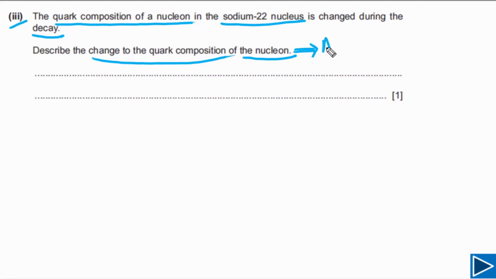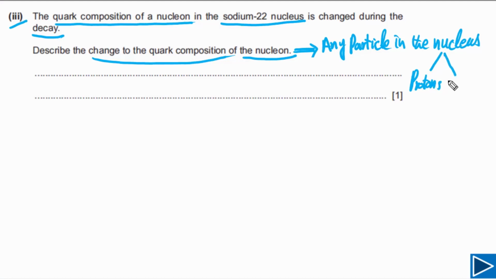So simply we can say nucleon means any particle in the nucleus is named as nucleon. Any particle in the nucleus is called nucleon. In the nucleus we have protons and we have neutrons. So protons and neutrons, we call them nucleons.